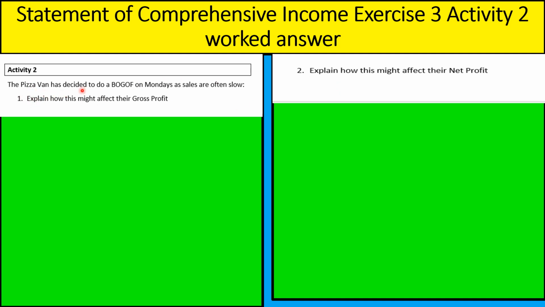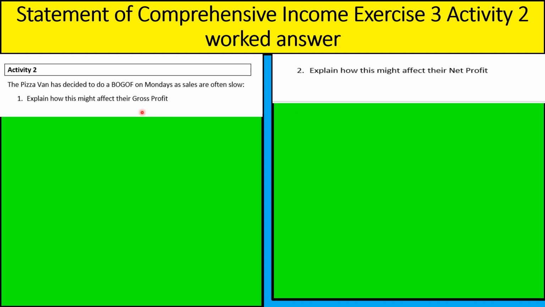The pizza van has decided to do a BOGOF, buy one, get one free on Mondays, as sales are often slow. Remember, BOGOF is a piece of sales promotion from the promotional unit. Domino's do 2 for Tuesdays, don't they? So it's quite a common technique. So we're going to first of all explain how it might affect their gross profit, and then we're going to explain how it affects their net profit.